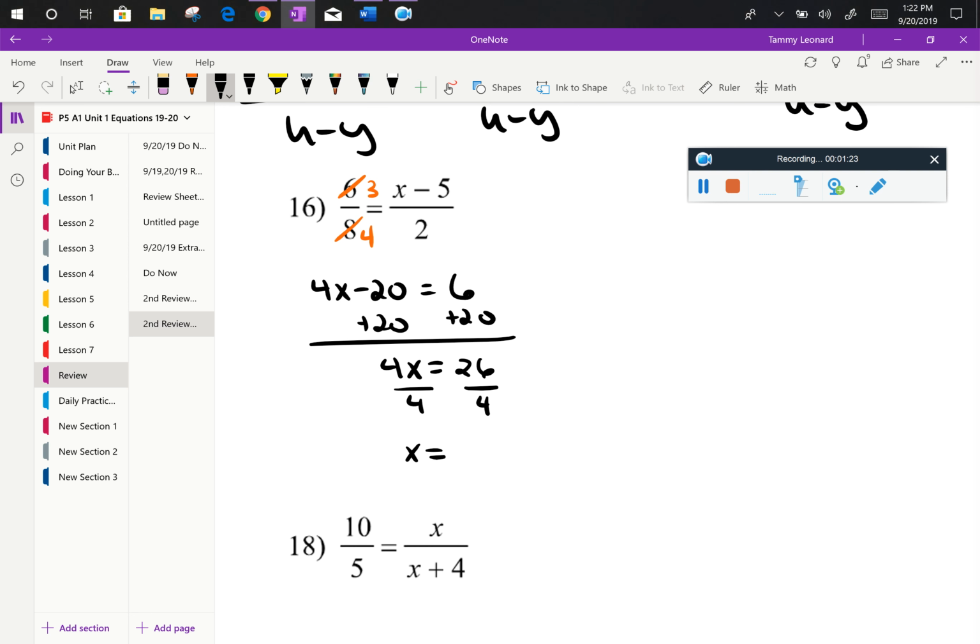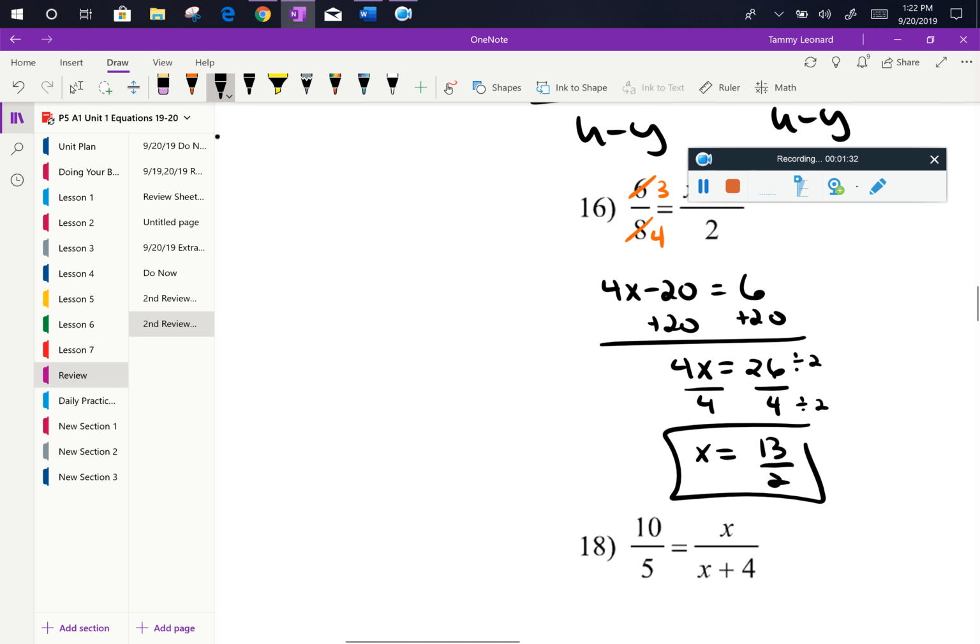And again, 26 is not divisible by 4. But since they're each even numbers, we can reduce by 2. So 13 over 2 is our final answer.